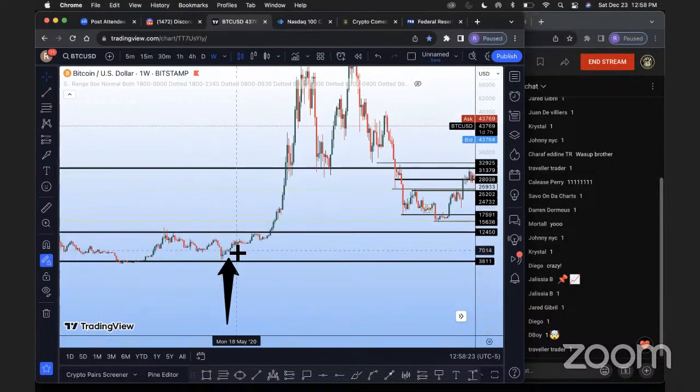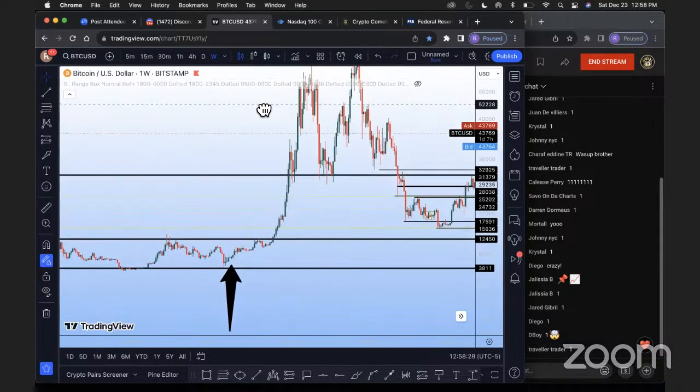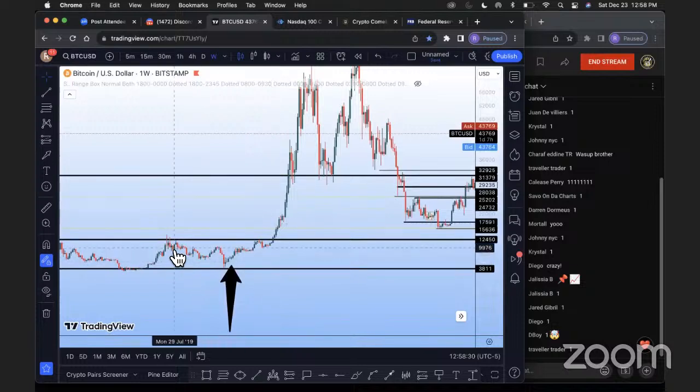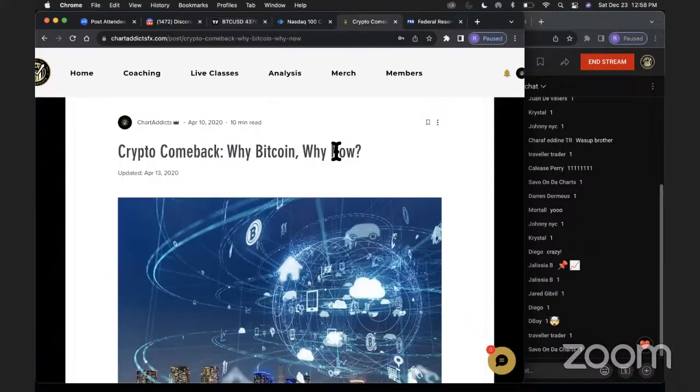This is where I wrote this article, right before the 2021 pump and the 2020 pump. This is where most of my money got made again, because the market for Bitcoin had reached 13,000 that same year, and the all-time high was at about 20,000. During the COVID crash, the market crashed all the way down to $3,000. So when I say crypto comeback, why Bitcoin? Why now?